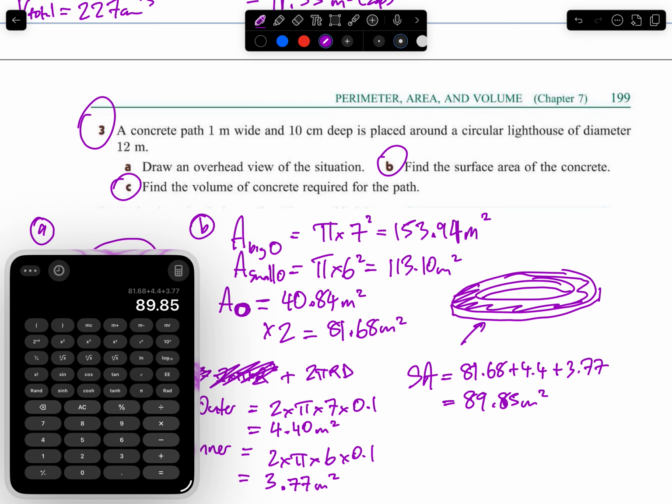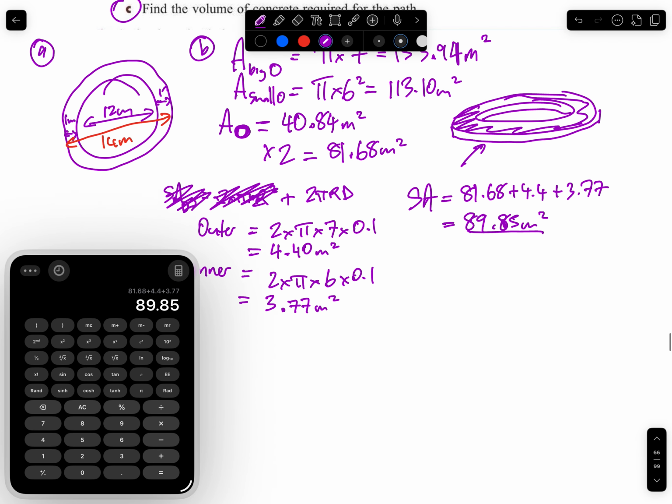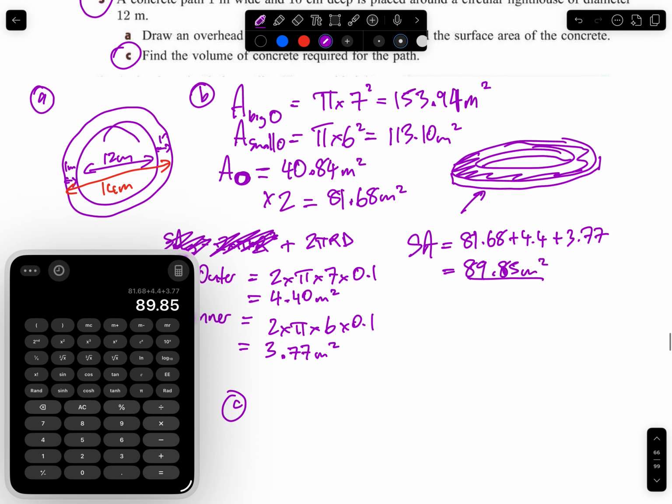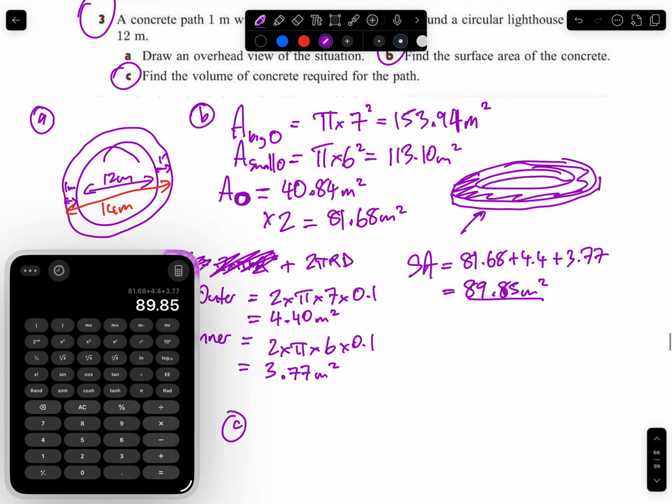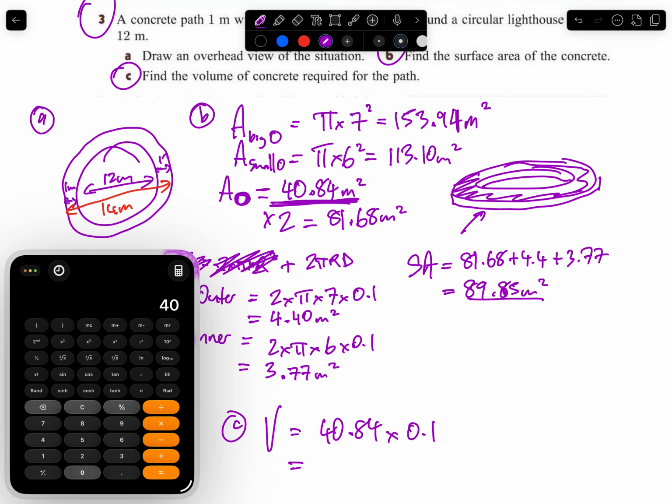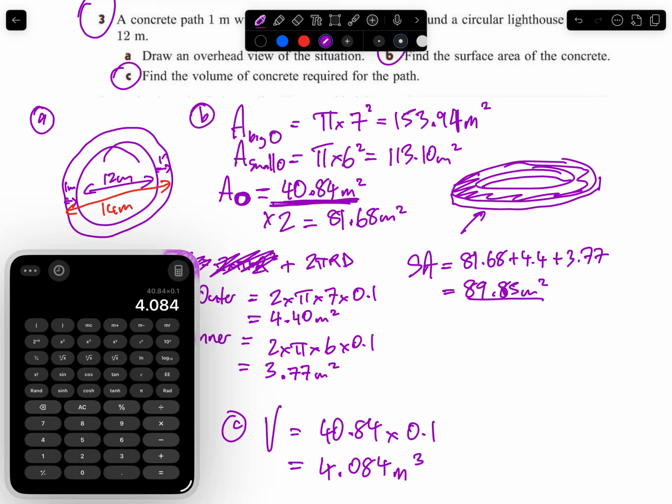89.85 square meters for the surface area of the concrete. C. Find the volume of the concrete required for the path. We found the surface area of the donut shape, so the volume of any prism is equal to the area of the cross section, which is 40.84, times the depth, which was 0.1. So 40.84 times 0.1. The volume is going to be 4.084 cubic meters.